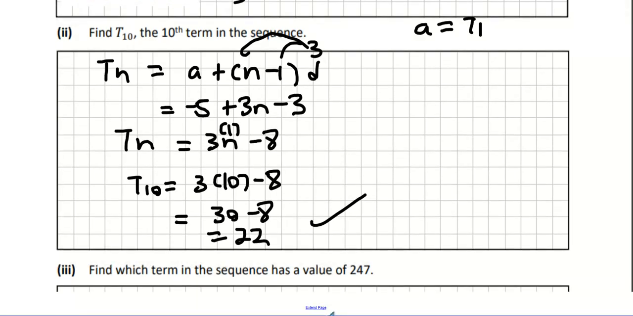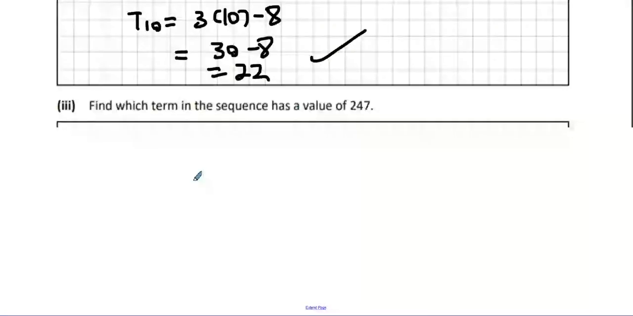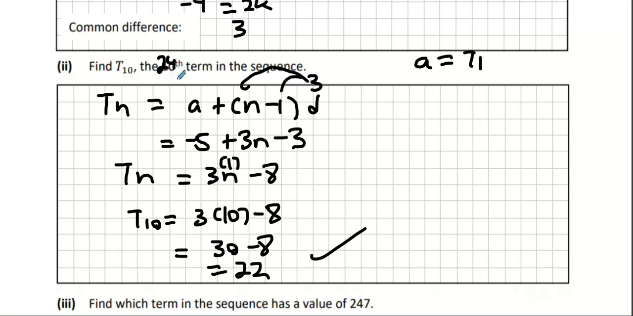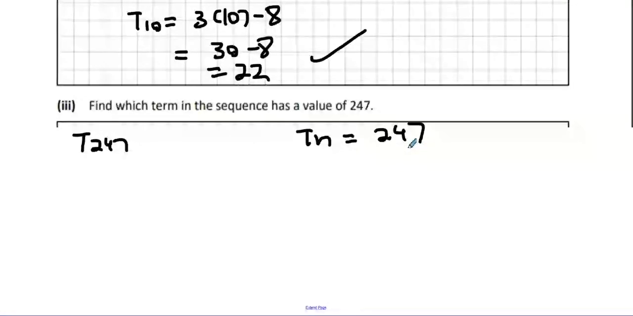Now the next question asks me to find which term in the sequence has a value of 247. Which term? So are we being asked for T247, or are we being asked for Tn equals 247? T247 would be what value is the 247th term. While Tn equals 247 is which term, which n value causes an answer of 247.